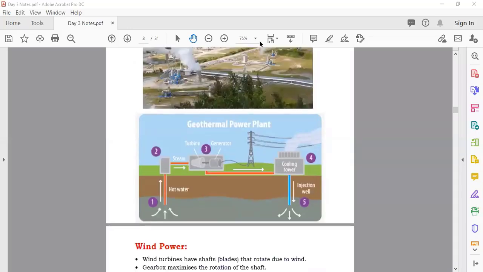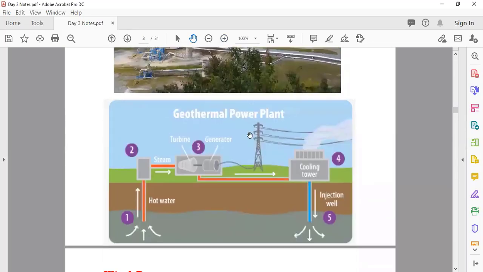See here now. I will just enlarge it for you so you can see it clearly. Now, for example, here you have the hot rocks. This is the place where you have hot rocks. They will drill a pipe down here, and they will drill another pipe here. Now, from here, cold water comes, the injection well, means cold or normal water comes down.